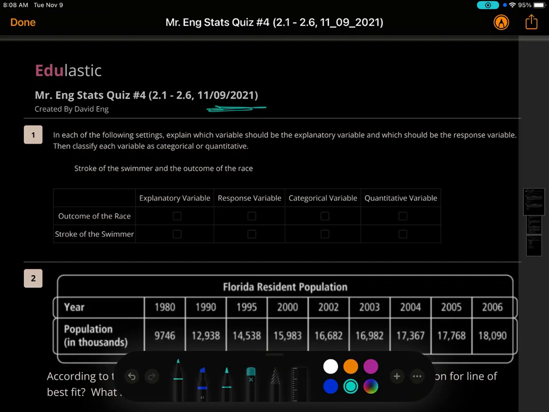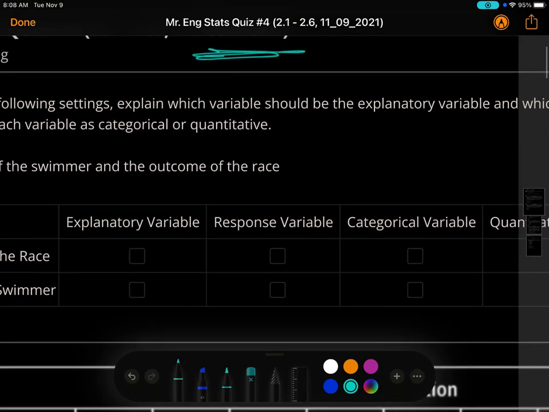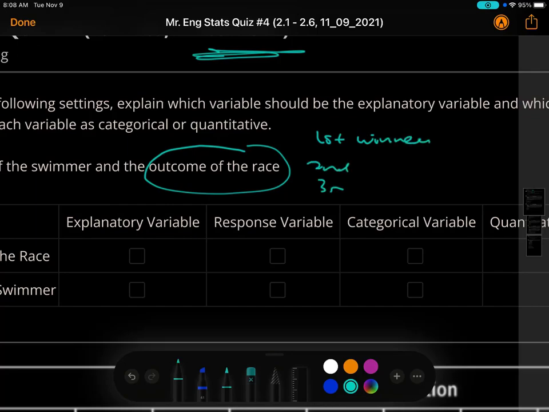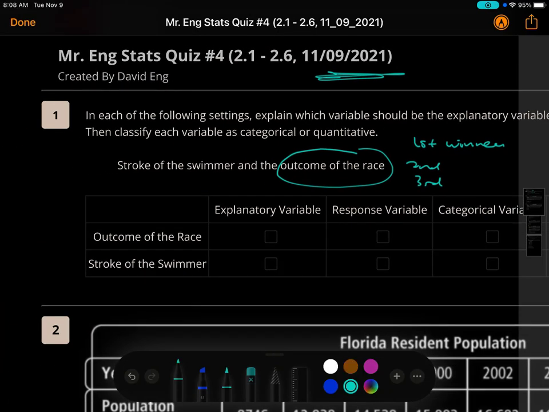The stroke of a swimmer and the outcome of the race. The outcome is just that you got first place or you're the winner, second and third place, something like that. And then over here, the type of stroke you have, backstroke, freestyle, butterfly, things like that. Okay?